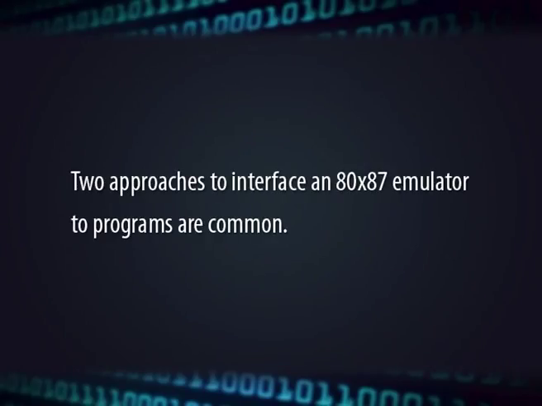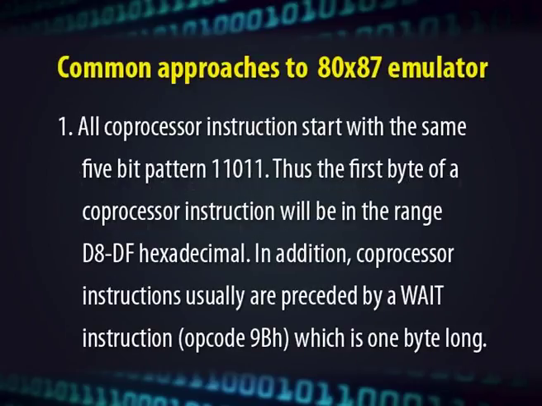Two approaches to interface an 8087 emulator to programs are common. The first method makes use of the fact that all coprocessor instructions start with the same 5-bit pattern 11011. Thus, the first byte of the coprocessor instruction will be in the range D8 to DF hexadecimal, as per the first 5 bits we have seen earlier. In addition, the coprocessor instructions usually are preceded by a wait instruction. The opcode of the wait instruction is 9B hex, which is 1 byte long.